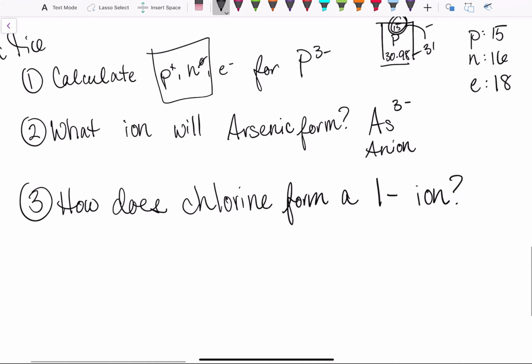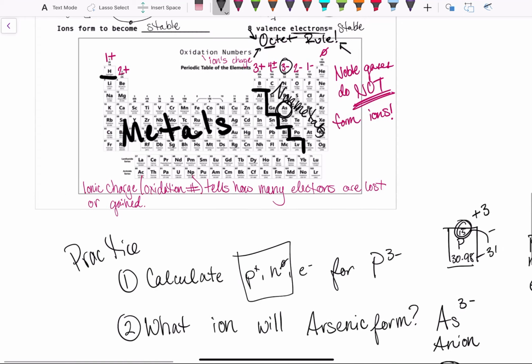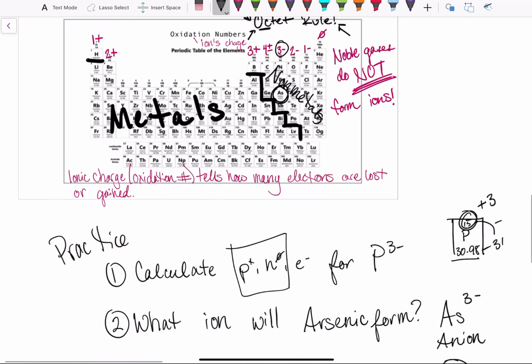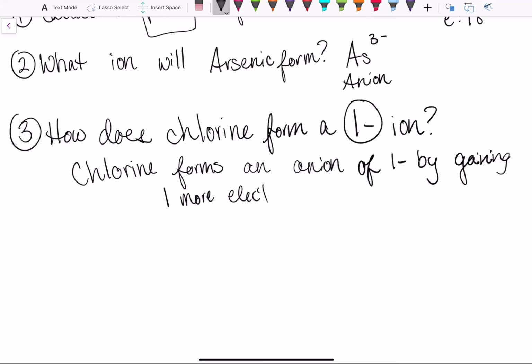The last question, how does chlorine form a 1- ion? So if something is minus like that, we know it's an anion. So chlorine forms an anion, and we know that anions form by gaining electrons. So chlorine forms an anion of 1- by gaining 1 more electron.